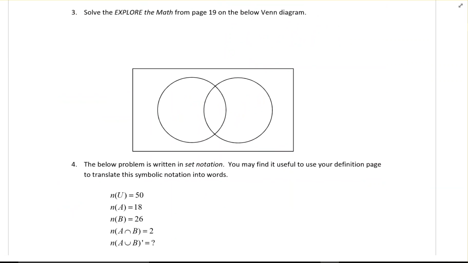Okay, again for this one, I'm going to let you guys go ahead and do this one on your own. So go to page 19 in your textbook, and solve this one. And then again, I'll pop up the answers. So go ahead and pause the video now.